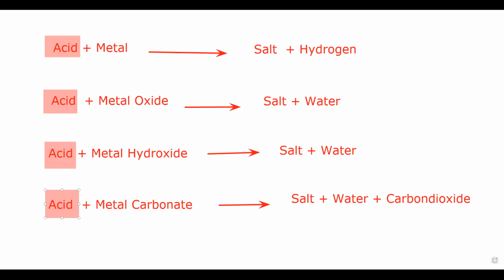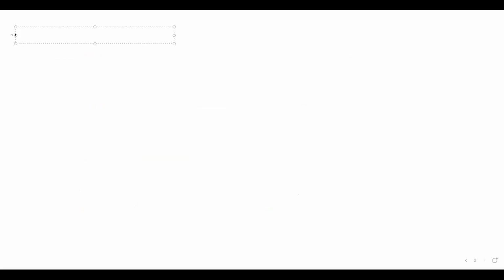But how do we define the term acid? What is the basic definition of acid? Acids are proton donors. The substance which gives a proton, meaning an H plus ion, we call that an acid. So all acids are proton donors.